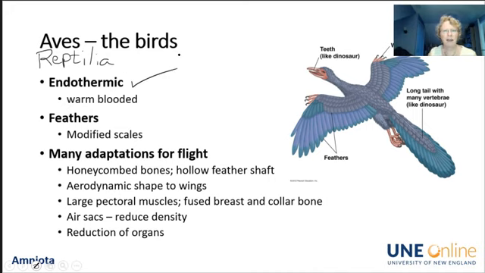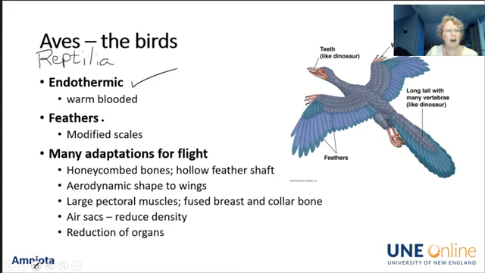They are endothermic. So of the amniotes that we've talked about, reptiles are mostly ectothermic, so are the amphibians. The Aves, the birds, are an endothermic group. They make their own metabolic heat and they regulate their body temperature. They keep their body temperature in a fairly narrow metabolic range.